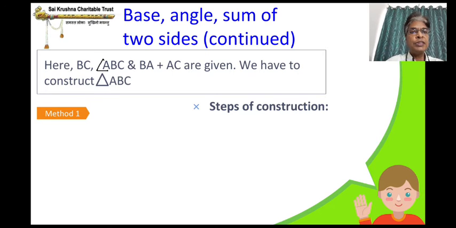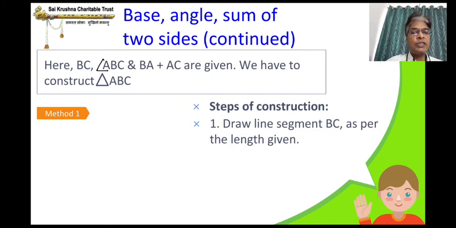Now I am going to do the steps. Carefully watch the steps, because this video only, this part and next part I will explain in detail. Draw line segment BC as per the length given. Suppose if you have taken 7 centimeters, draw BC equal to 7 centimeters. If you are not able to get the triangle, don't bother. When we see the examples or when we see later parts, I will explain to you. But you should be able to understand how to draw.